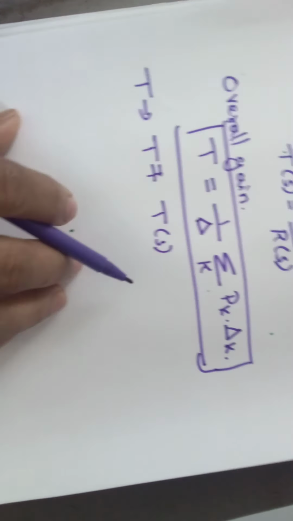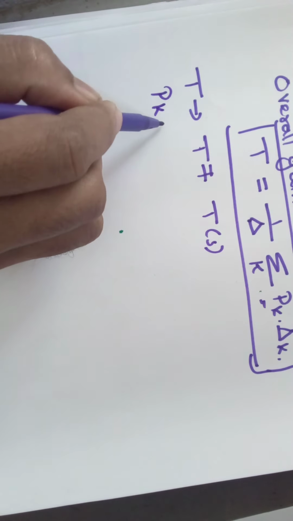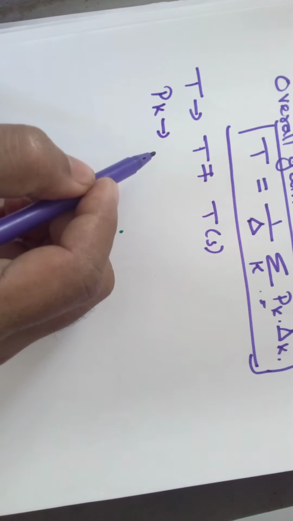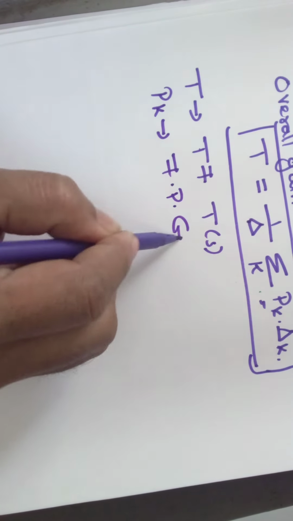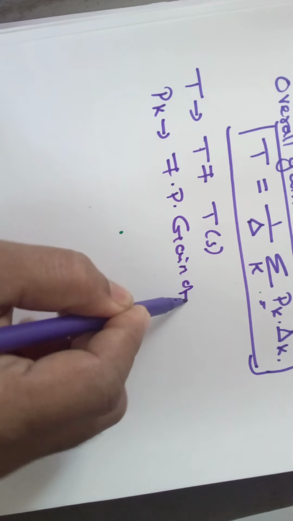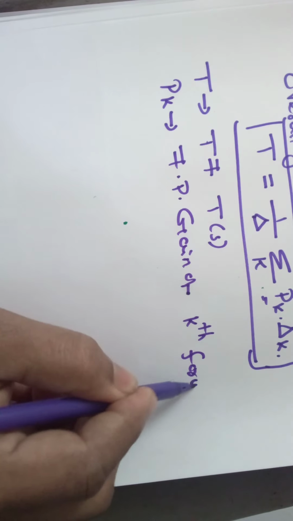Next, Pk represents the forward path gain of the kth forward path.